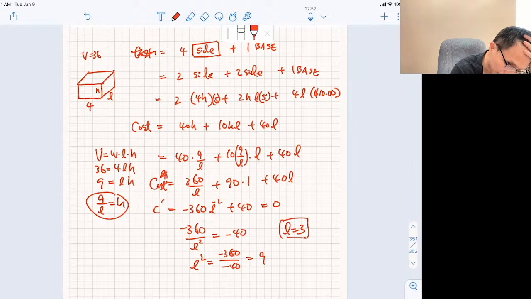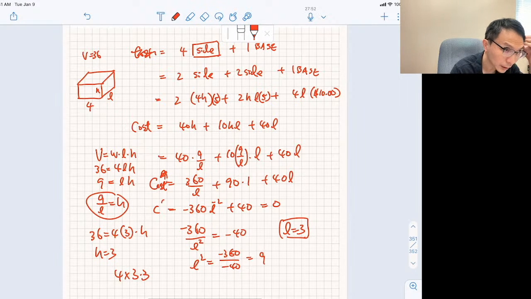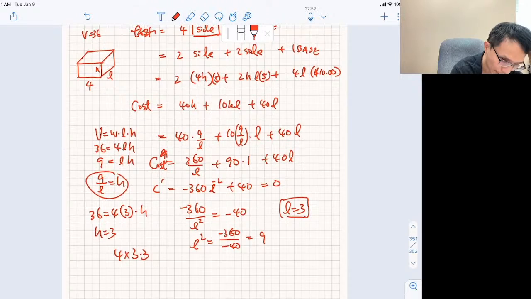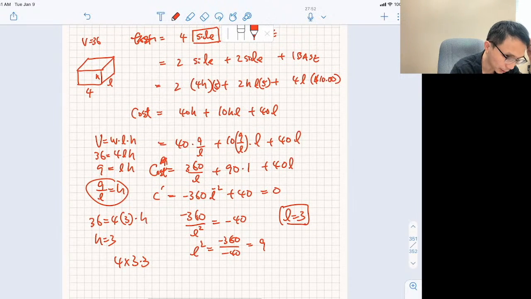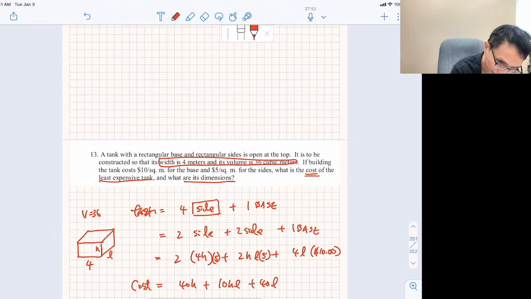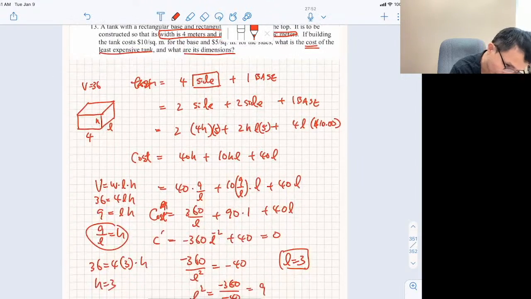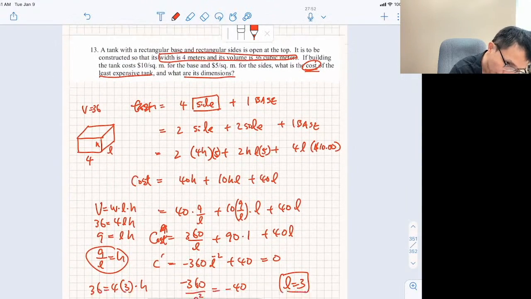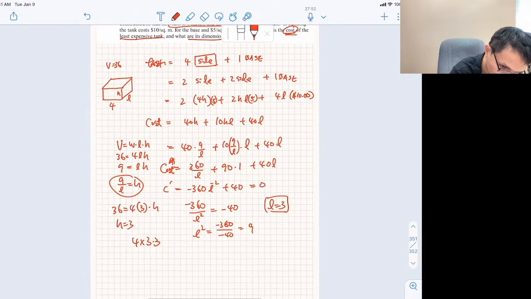Once you figure out L equal to 3, you can go back: 36 equals 4 times 3 times H, so H is also equal to 3. So the dimensions are going to be 4 by 3 by 3. Now, if you want to find out how much the least expensive cost is, you have to plug it back in.